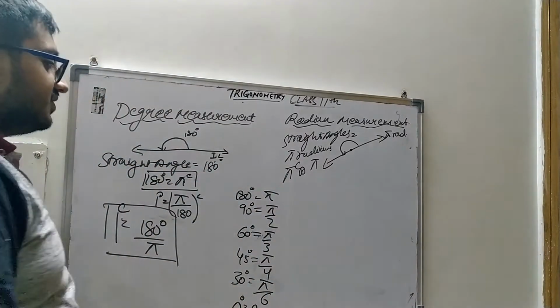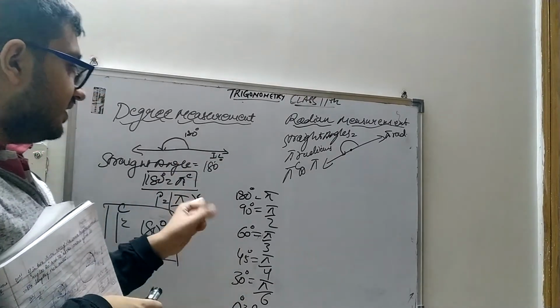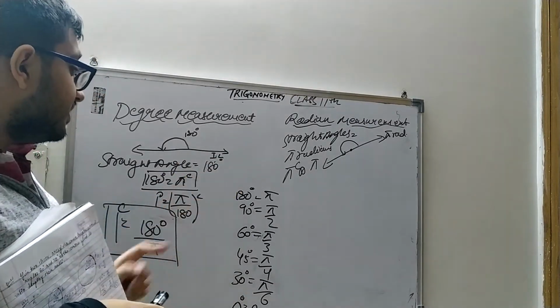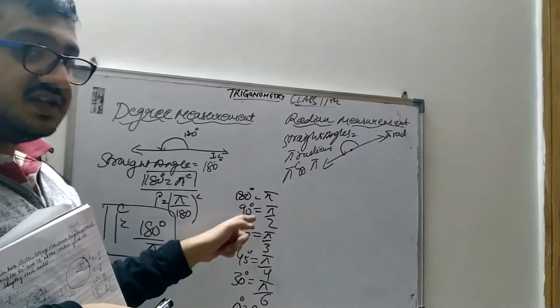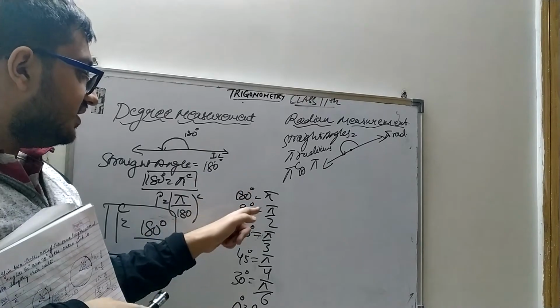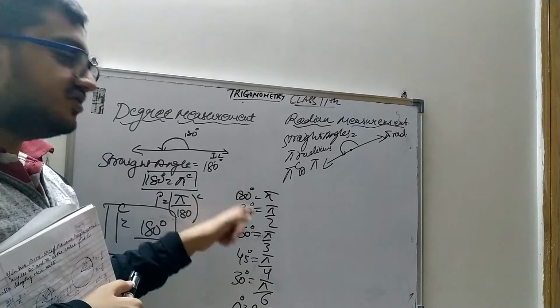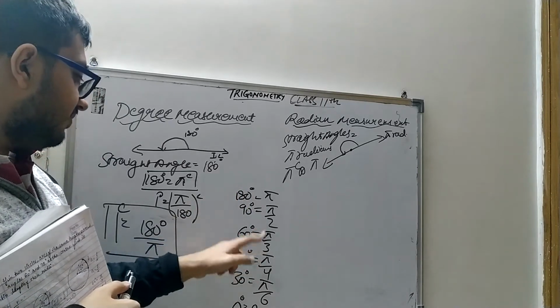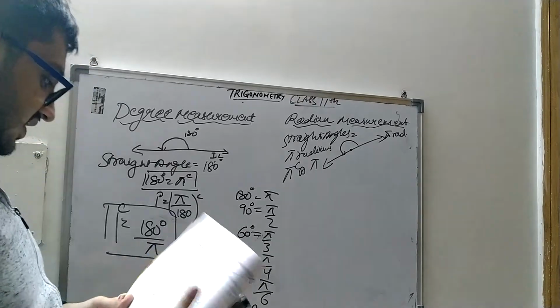So here we study this sequence. In trigonometry, in the beginning we studied that 180 degrees equals pi, and then it comes as a series: 90 degrees equals pi by 2, 60 is pi by 3, 45 is pi by 4, 30 is pi by 6, and 0 degrees is always 0.